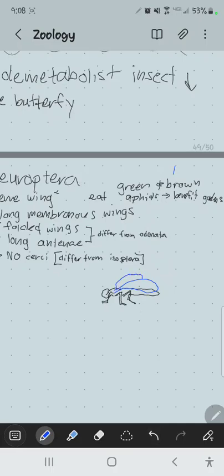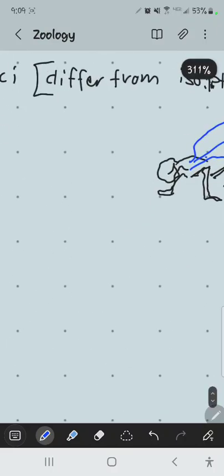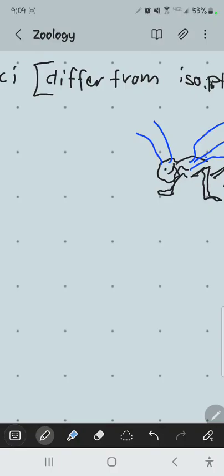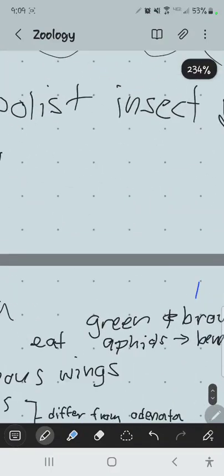Okay, the Coleoptera. This is the most diverse group of insects. Of all the insects, this is the most successful group. I think it's like 20%, 1 out of 5 of all animal species are beetles. So beetles are probably the most successful group of animals. Coleoptera.